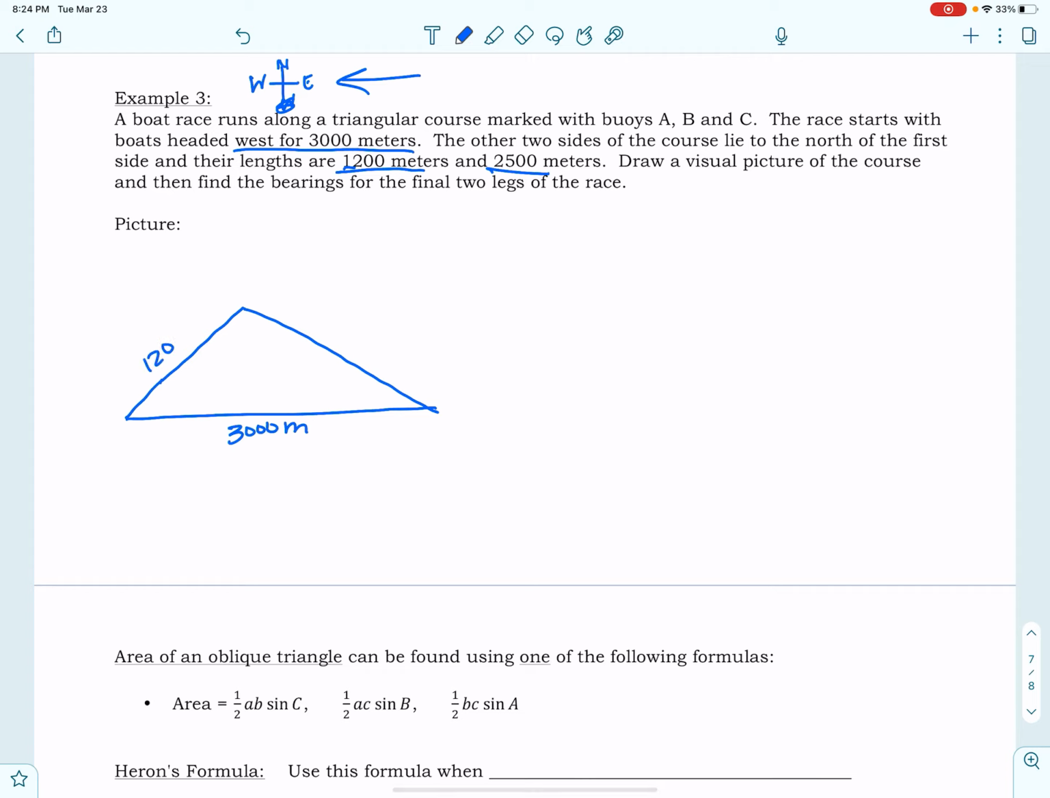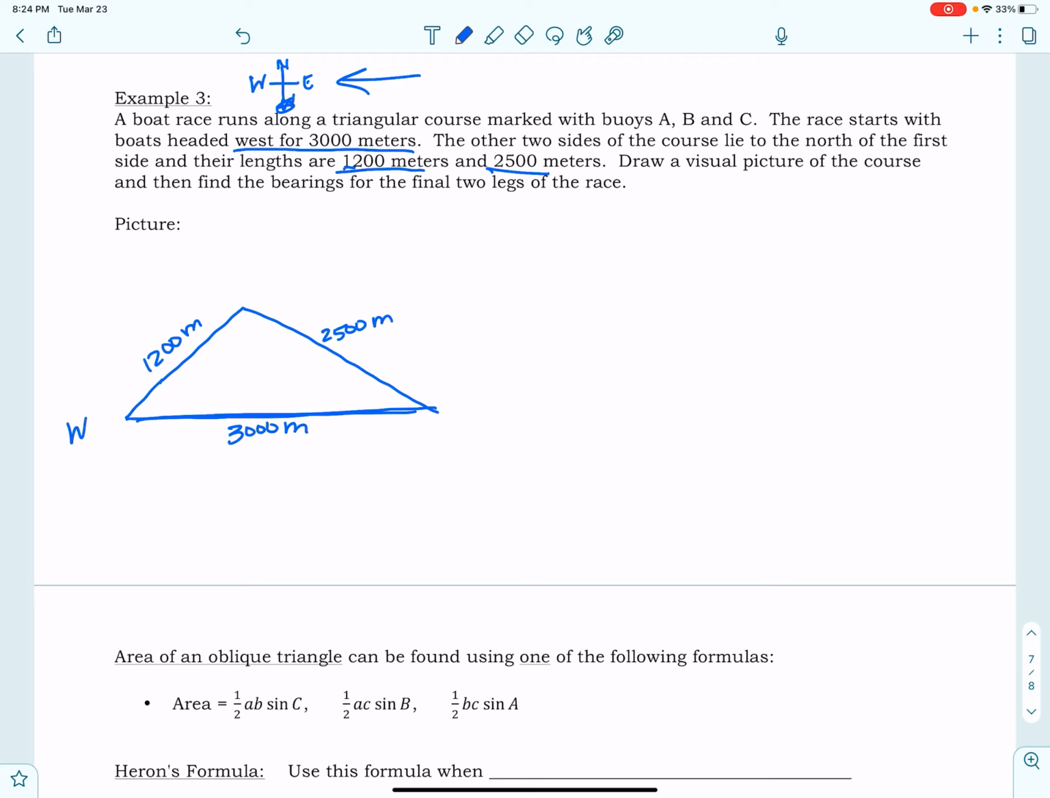All right, so 1,200 meters. And I just did it in the order it was given to me. That's the only reason I drew it this way. All right, so we've got a visual. So what we need to do is find the bearings for the final two legs of the race. Well, for this leg of the race right here, the first one we drew, we knew which direction it was headed. It was headed due west because that's what we were told in the problem.